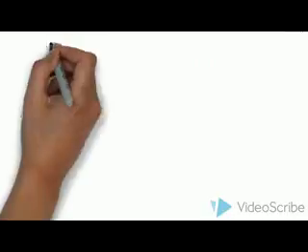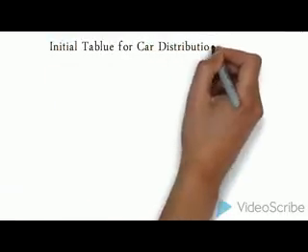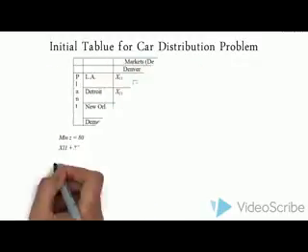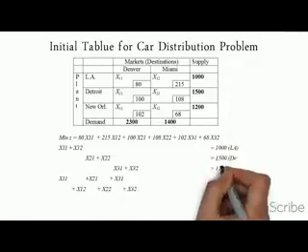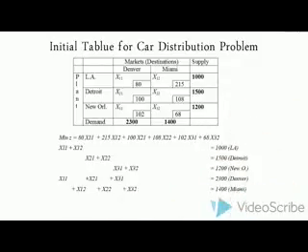For our car distribution problem, our tableau will look as shown. The costs are in each box, in the lower right corner. For example, from Los Angeles to Denver, the cost of sending one unit is $80, and the units to be sent from Los Angeles to Denver are x11. Similarly, we have x12, x21, x22, x31, x32.